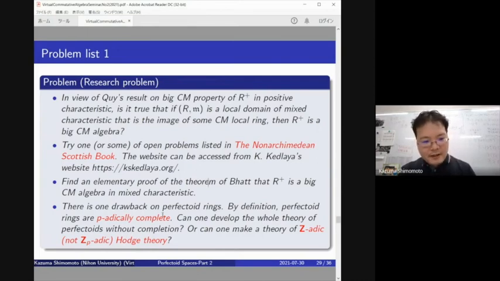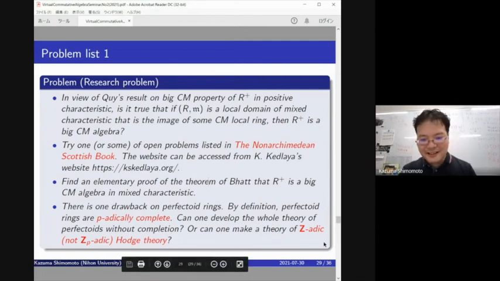And the fourth one: there's one drawback of perfectoid rings. By definition, perfectoid rings are more or less complete rings, p-adically complete rings. So can one develop the whole theory of perfectoids without completion? This is also what I'm trying in joint work, but it's quite a challenging subject, very attractive, very interesting. This really means: can we make a theory of Z-adic theory? People just talk about p-adic theory, but I really want to see what the Z-adic theory is, which means a theory that takes care of all prime numbers. But maybe this is not quite a good question.